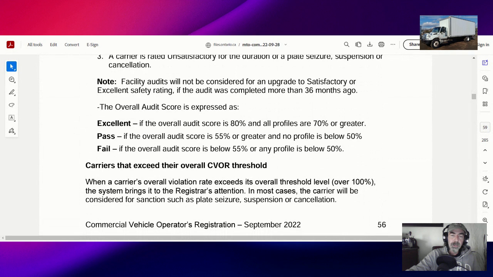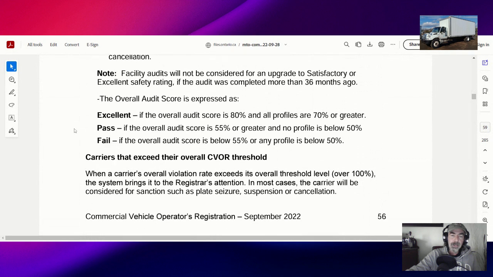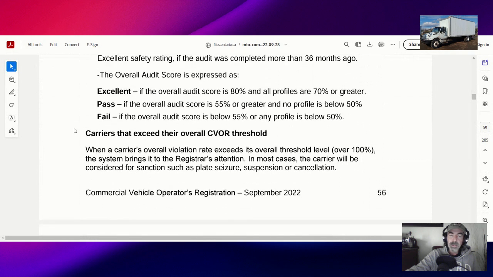The overall audit score is expressed as excellent if the audit score is 80% and all profiles are 70% or greater. Pass if the overall audit score is 55% or greater and no profile is below 50%. Fail if the overall audit score is below 55% or any profile is below 50%.